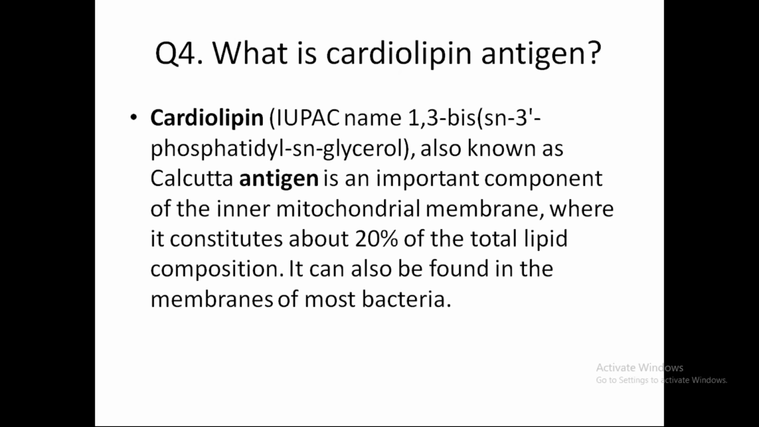What is cardiolipin antigen? It is also known as Calcutta antigen, which is an important component of inner mitochondrial membrane, where it constitutes about 20% of the total lipid composition. It can also be found in the membranes of most bacteria. So, cardiolipin antigen, another name is Calcutta antigen, and it's a component of inner mitochondrial membrane.